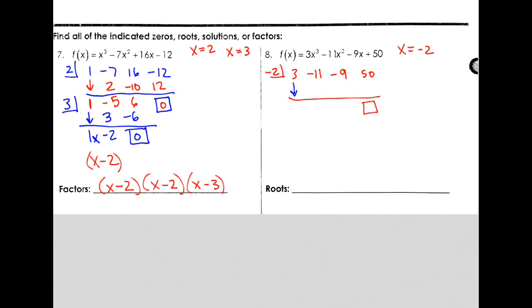So bring this 3 down. Negative 2 times 3 is negative 6. Add the negative 11 and negative 6 together. That becomes negative 17. Multiply that by the negative 2. That becomes a positive 34. Combine the negative 9 and 34 together. That becomes a 25. 25 times negative 2 is negative 50. And I have a remainder of 0.